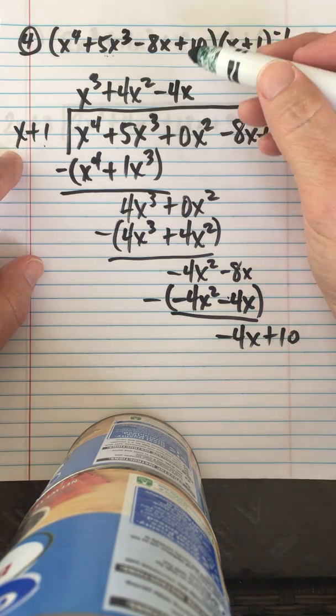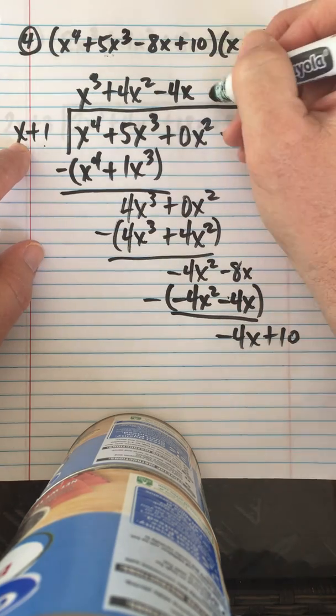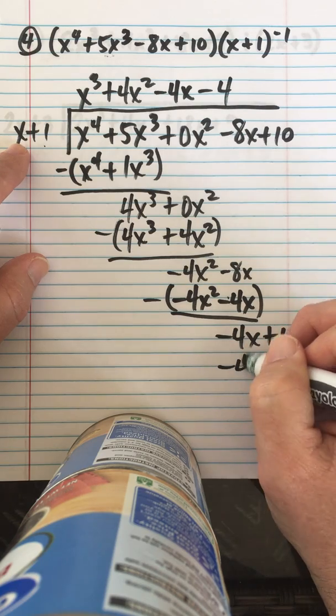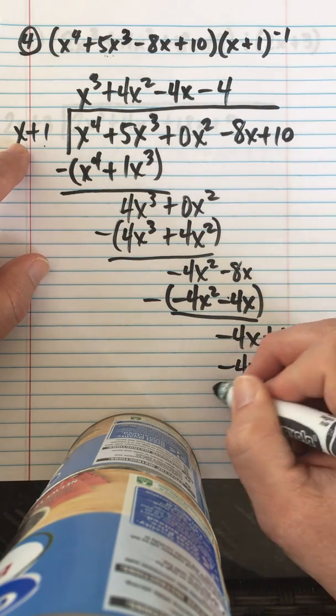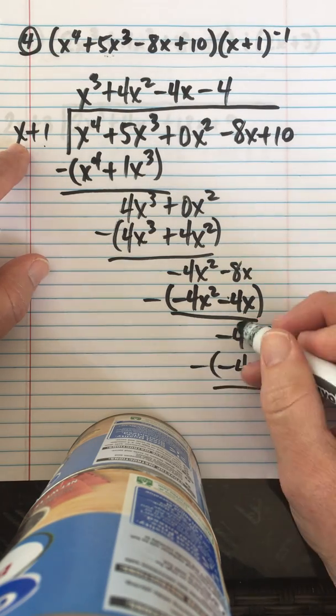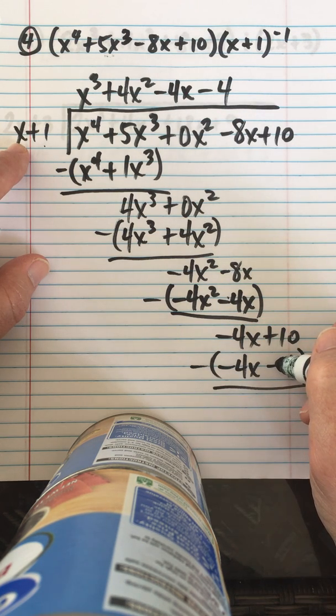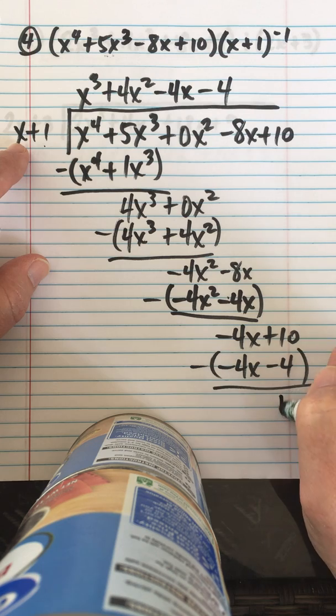One last time. What do you multiply by x to make it a negative 4x? That'd be a minus 4. So that'd be negative 4x minus 4. Don't forget you're subtracting. Those go away. 10 minus a negative, that's a plus sign. 10 plus 4 is 14.